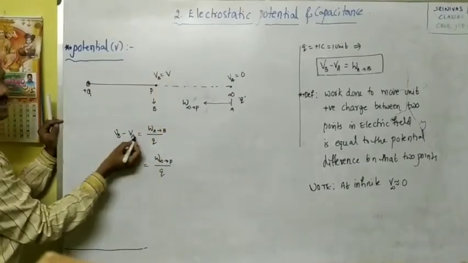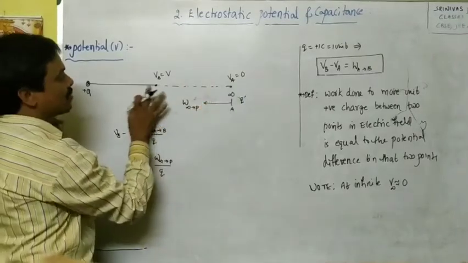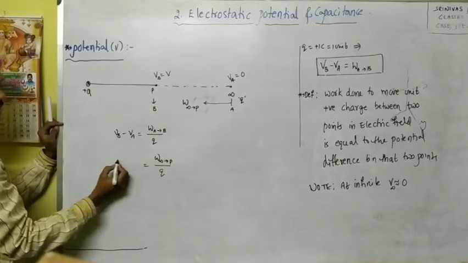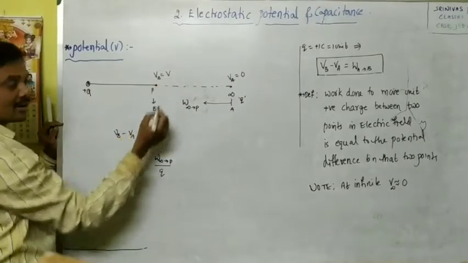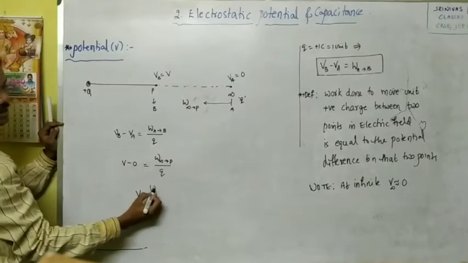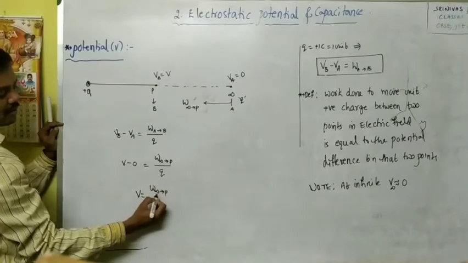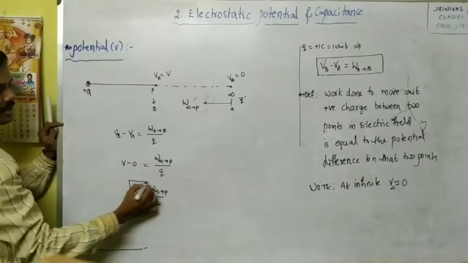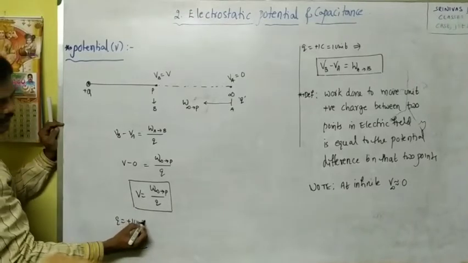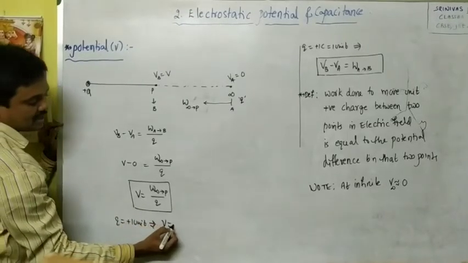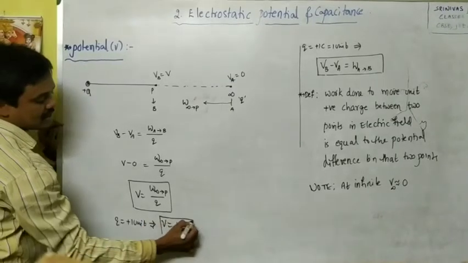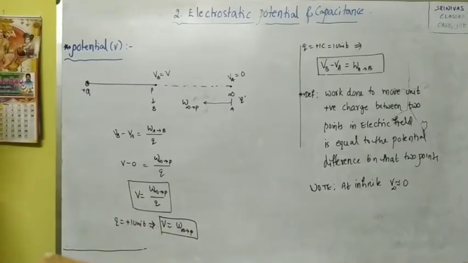Now the potential difference Vb minus Va, A to B we are moving. Vb we write as V, the final potential, and at infinite the potential is 0. Now the potential formula is work to move from infinite to a certain point by charge. If you take Q as 1 unit, 1 coulomb, then the potential is equal to the work to move from infinite to a certain point.